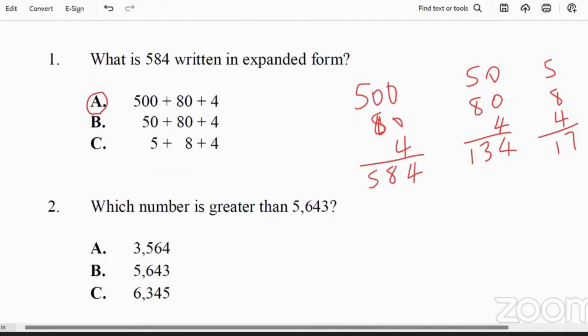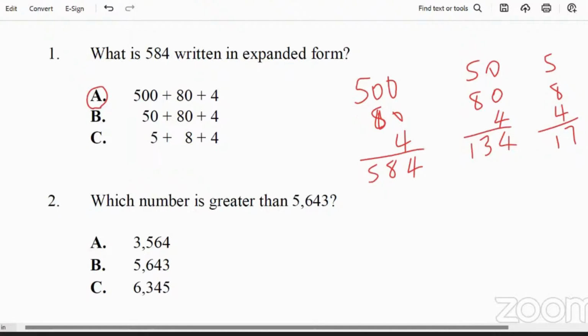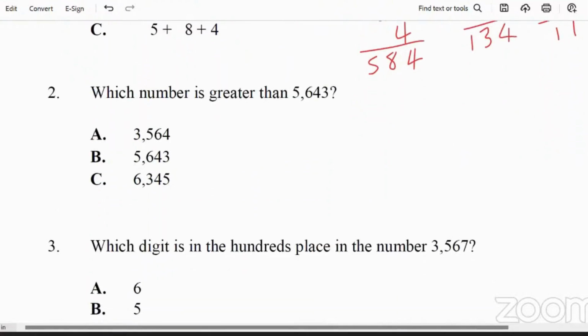Okay, let's move on to question 2. It says, which number is greater than 5,643? Which of these 3 numbers, A, B, or C, is greater than 5,643? Let's look at the first option, 3,000. So of course that is not correct. A number that starts with 3,000 could not be greater than 5,643.